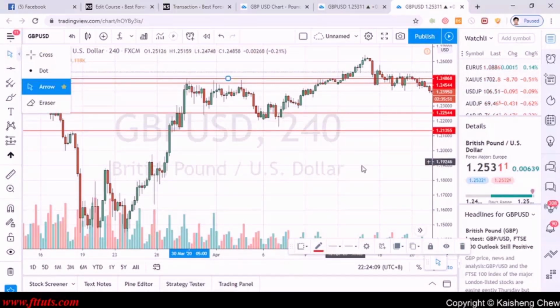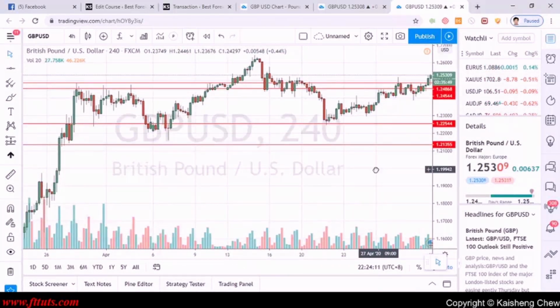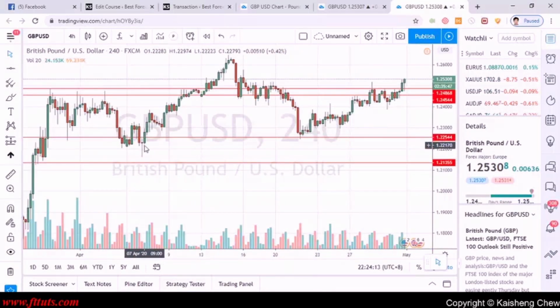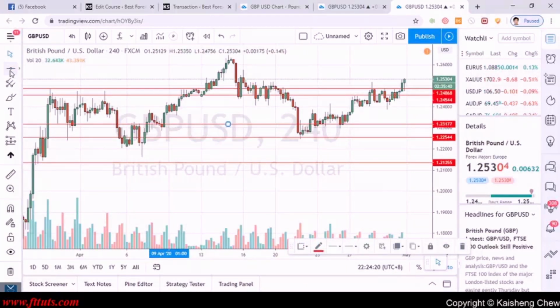Okay, so now let's move forward. You can see when the price goes up, then down, it breaks through this point again, so it becomes another zone. Now you can see it becomes a demand zone, people are buying, then the price goes up again.